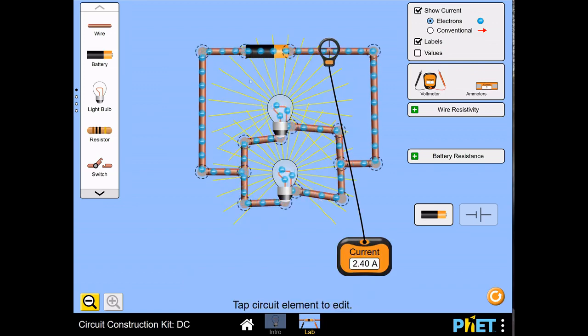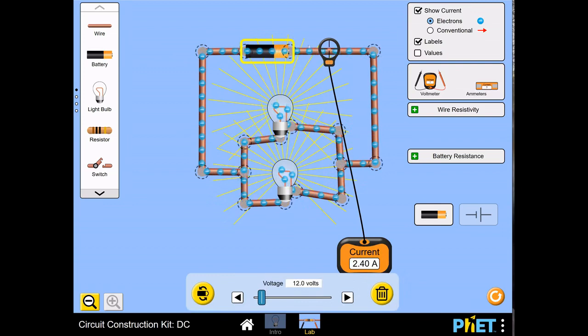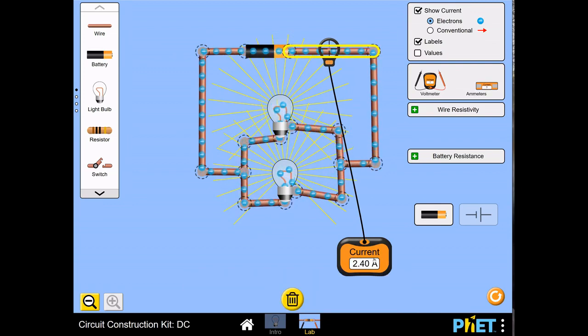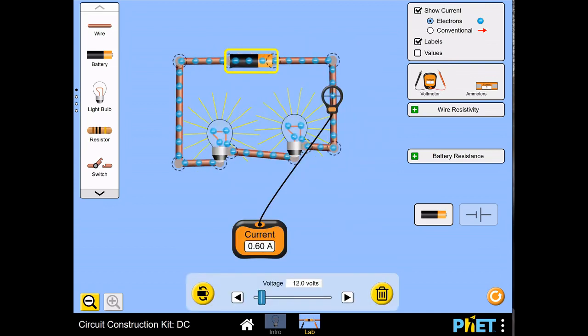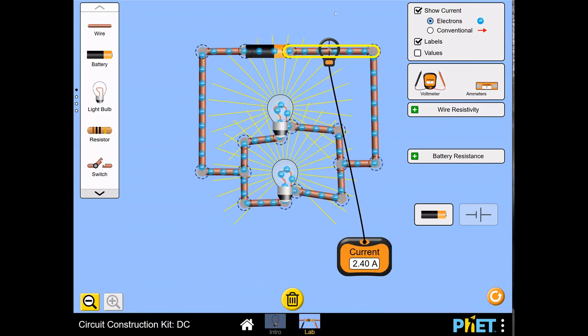If I was to look at this circuit here, again, the voltage is 12, but this time the current is 2.4. So in this case, you can see I've got two lamps and they're much, much brighter than the two lamps in this circuit. These two lamps here are quite dim. My current is 0.6, and I've still got one battery. It's still got a voltage of 12 volts, but here my two lamps are much brighter because my current is greater.